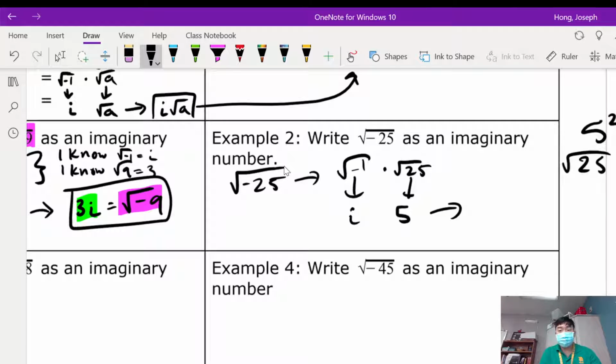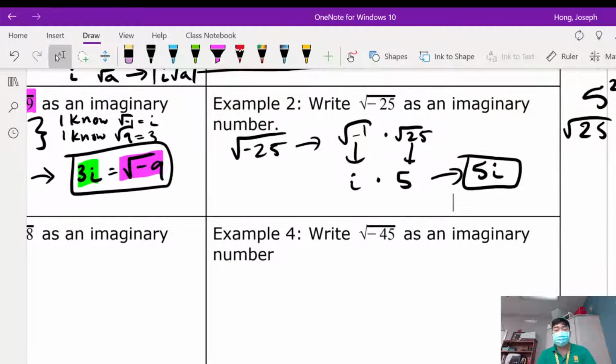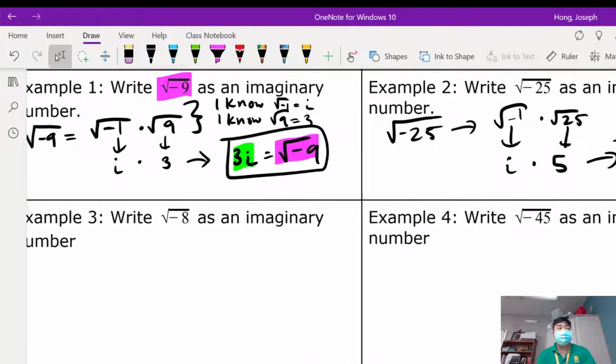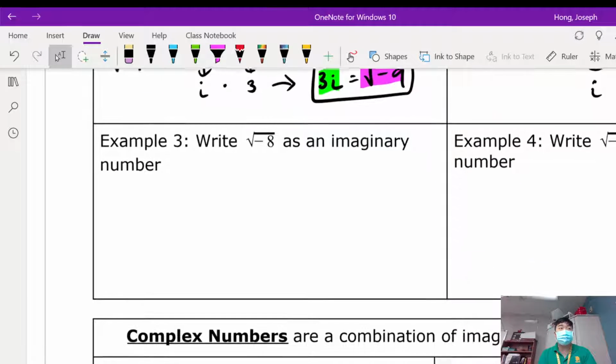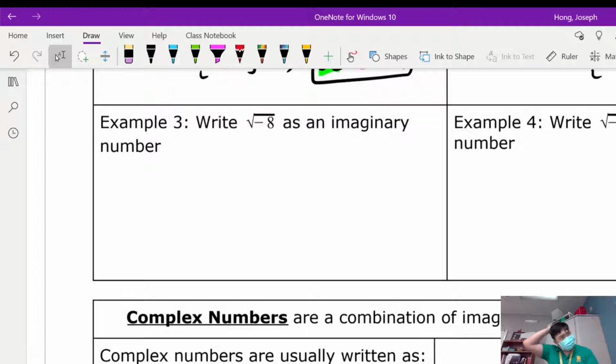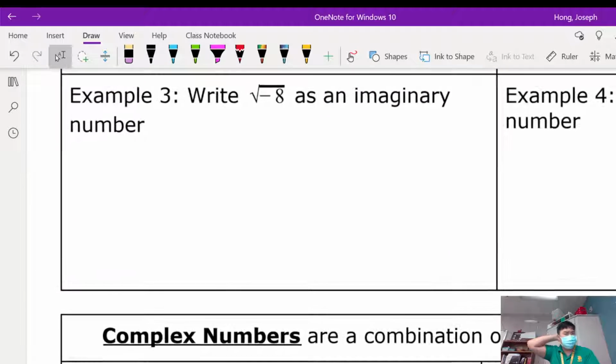So now all I have to do is rewrite this as 5i. So these are pretty nice. They turn out nice and easy, nice and clean. But what happens if I have a number like example 3, where it isn't a perfect square? So what do I do here?